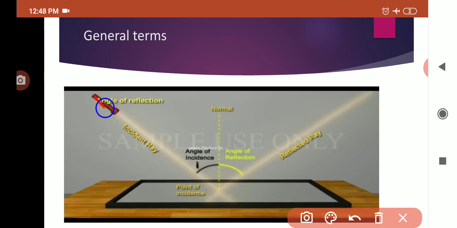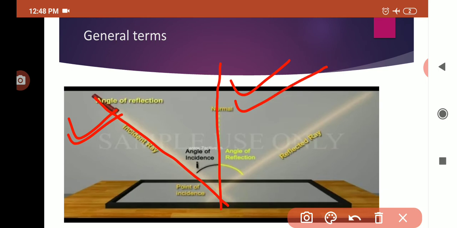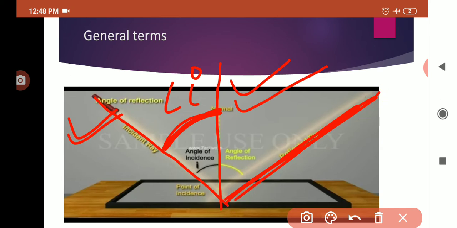Now the next is angle of incidence. The angle is always made when two lines meet each other. Okay, when two lines intersect each other. So here one ray is the incident ray and the other is the normal. Okay, so the angle made between the incident ray and the normal is known as angle of incidence, whereas this is the reflected ray. And thus we have that the angle made between the reflected ray and the normal is known as angle of reflection.